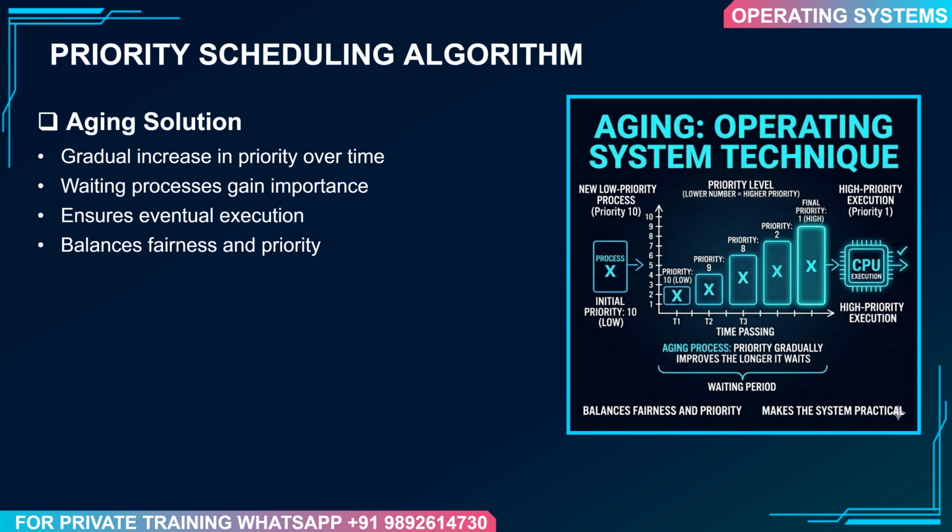To solve this, operating systems use a technique called aging. In aging, the priority of a process gradually increases the longer it waits. So even if a process starts with low priority, its priority will improve over time, ensuring that it eventually gets executed. This balances fairness and priority, making the system more practical.